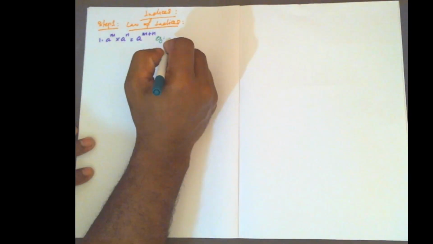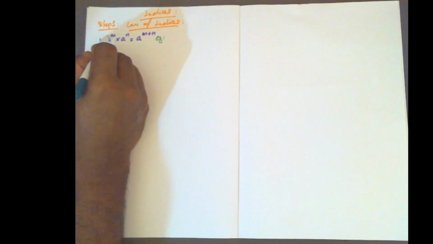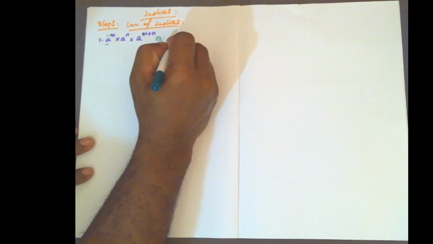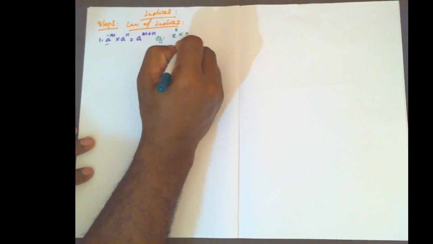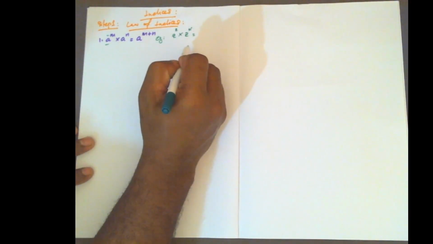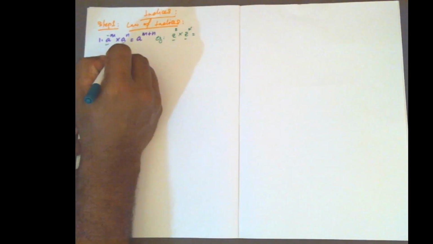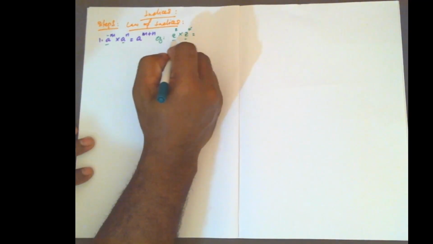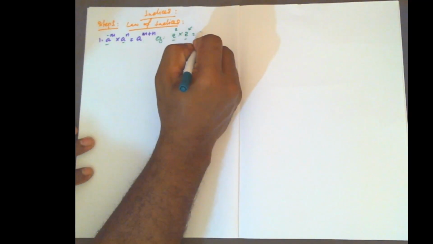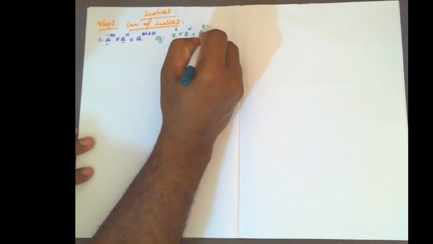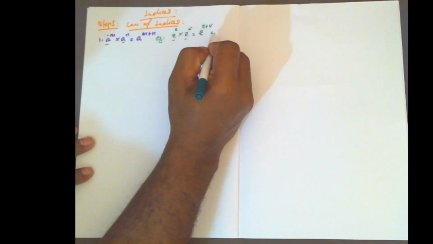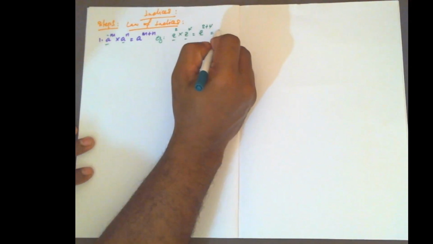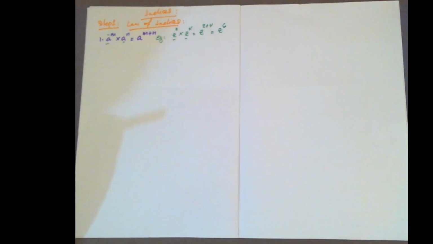Example: a and m can be any value. So let's just choose 2 to the power of 2 times 2 to the power of 4. Since they have the same base, according to the laws of indices, we'll add the powers. So this is 2 plus 4, and 2 to the power of 2 plus 4 is 2 to the power of 6. That's the first law.